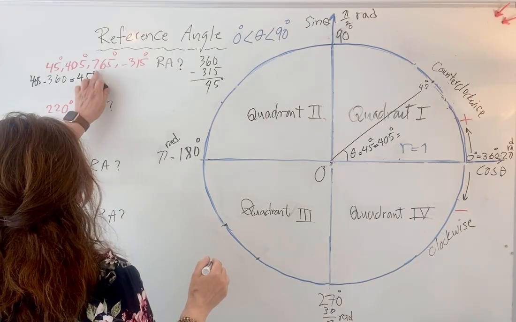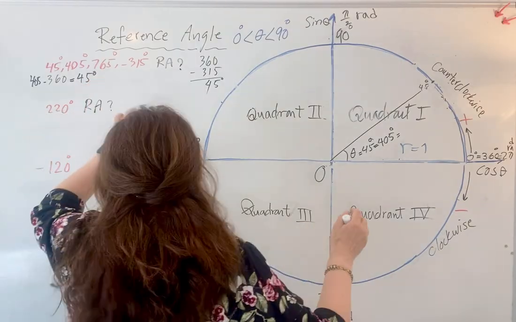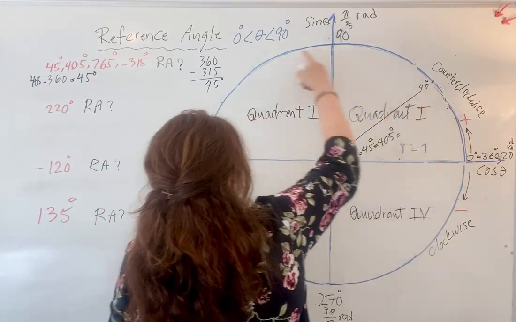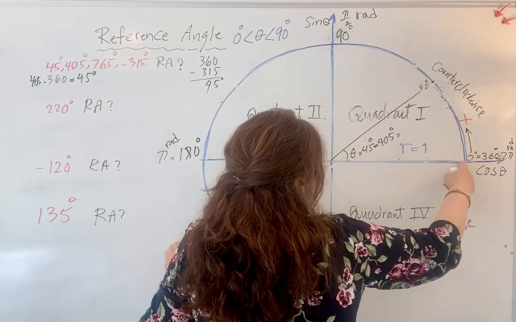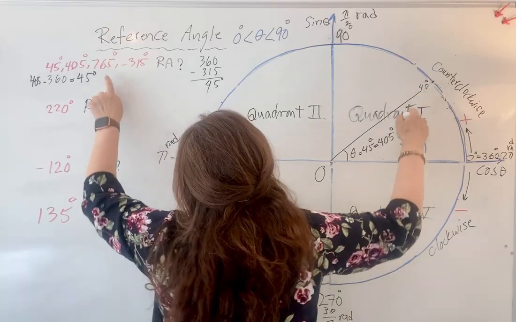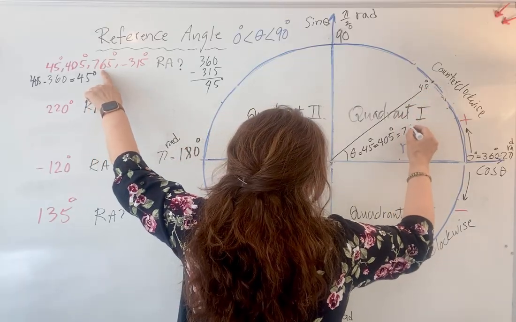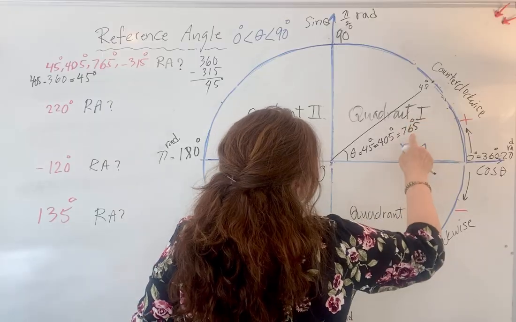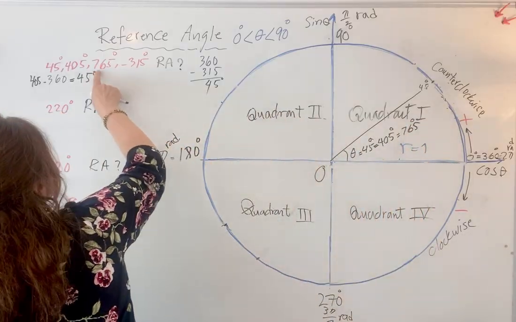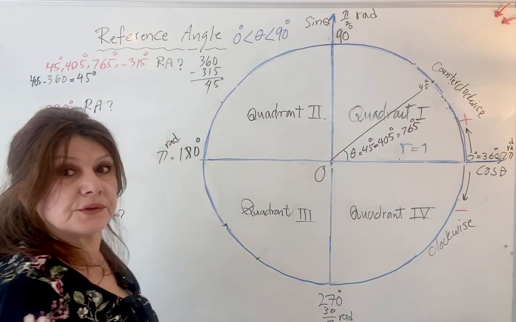Okay, 45 is equal to 405 degrees. How about 765? 765 means 720 plus 45 gets 765. 2 rotations plus 45. So the reference angle of 765 is 45 degrees too.